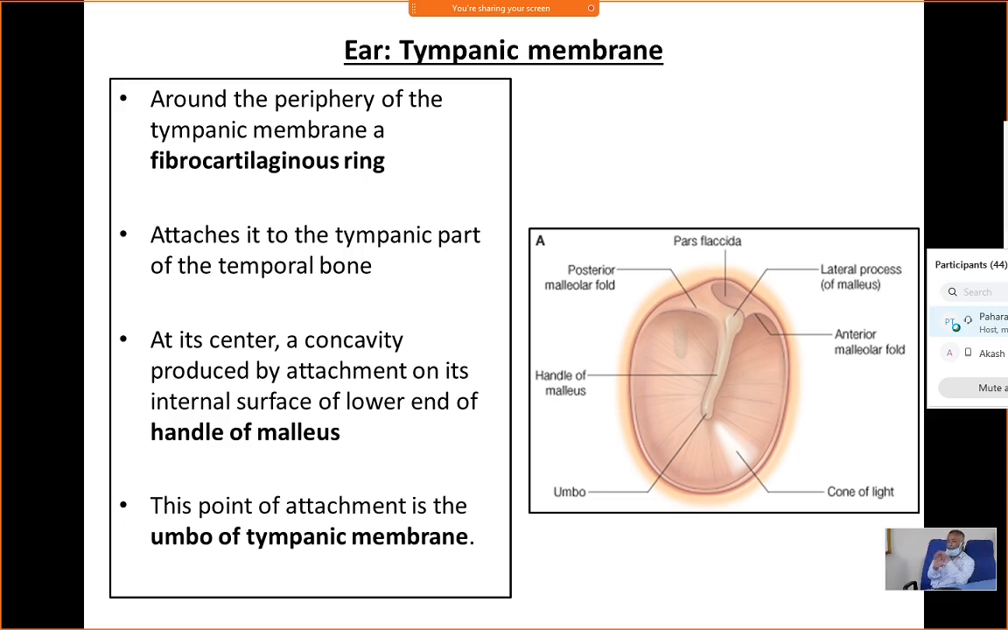That bone we cannot see from the external surface, from the external acoustic meatus. Only the concavity we can see, which is pulled by the attachment of the handle of the malleus to the tympanic membrane. This point of attachment is called the umbo.